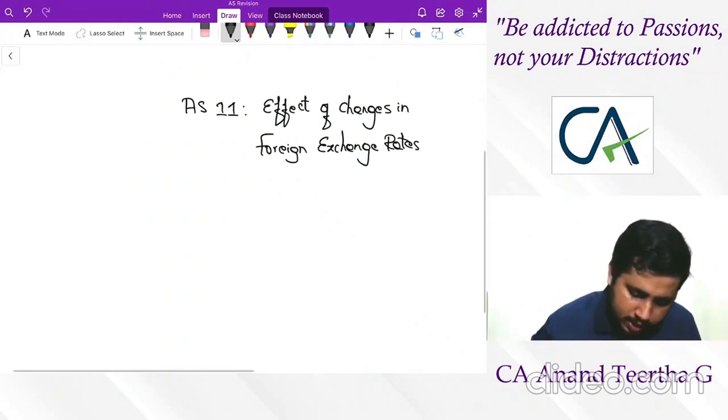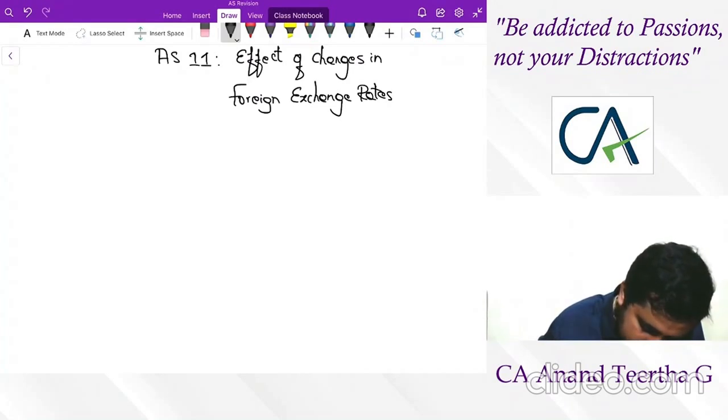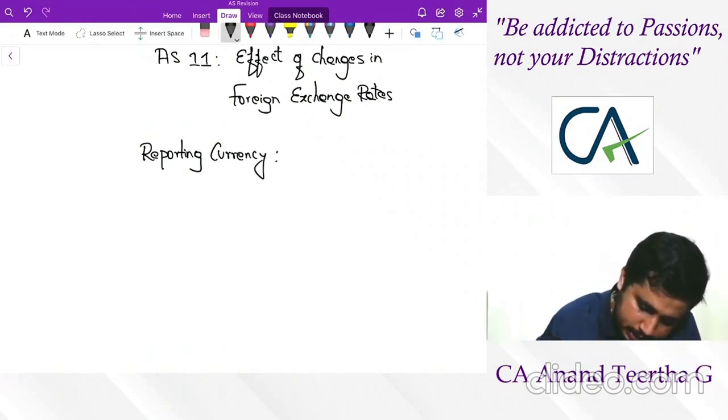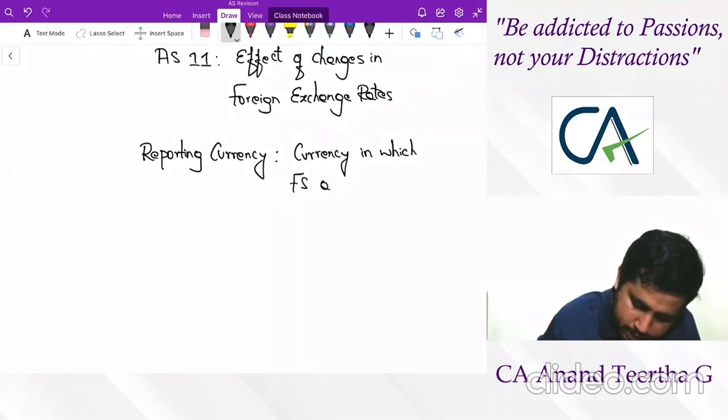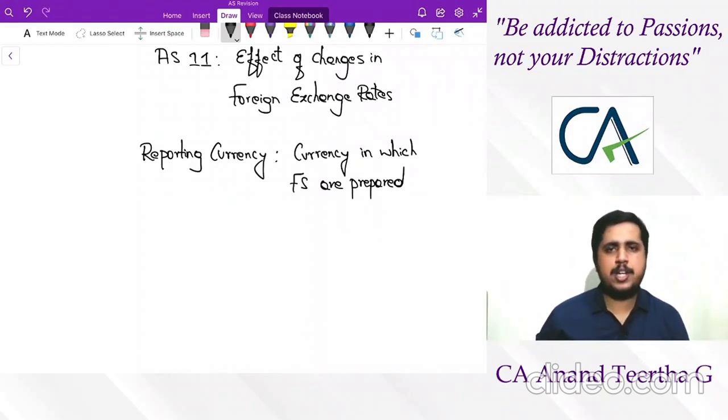At the beginning, when we learn about this standard, two important terms are considered. One is reporting currency. Now, what do we mean by reporting currency? The currency in which financial statements are prepared. So the currency in which the financial statements, the books of accounts, are prepared, we call that reporting currency. So in India, reporting currency will be Indian rupees.